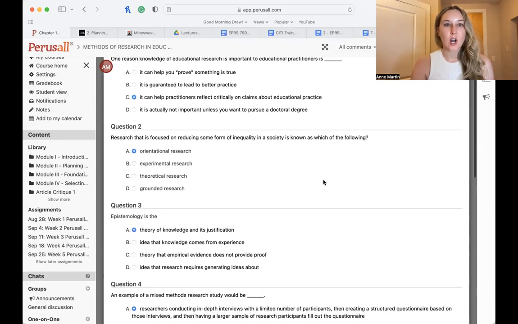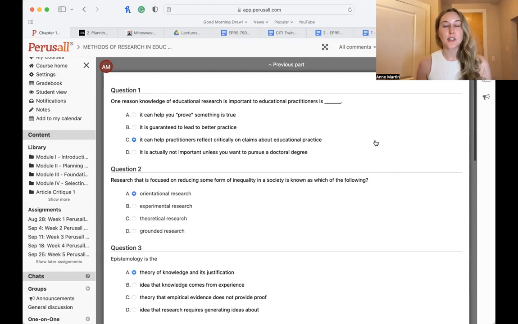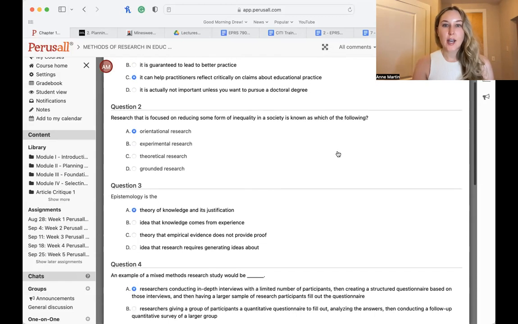So question 1 was talking about the overall purpose of educational research. And again, like we just mentioned, it's not meant to help you prove something, but instead find evidence in support of an idea or a concept. And so educational research will help practitioners critically reflect on claims about educational practice. Question 2, again, is focused on orientational research, and the aim of orientational research being focused on both describing and identifying inequity in society, but then also coming up with solutions to inequity in society.